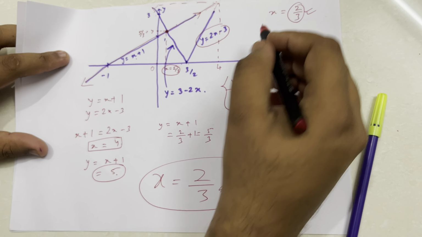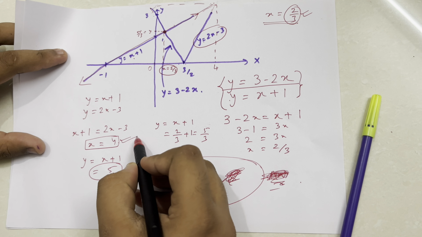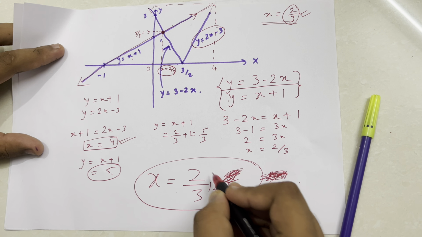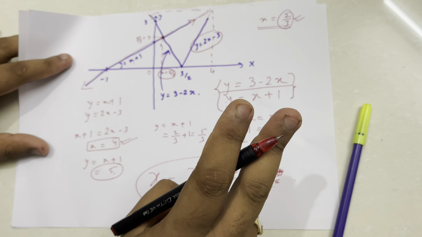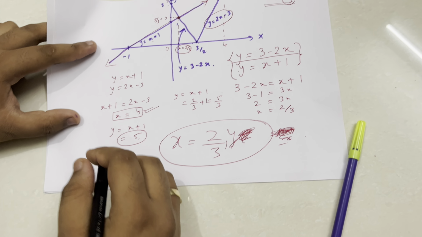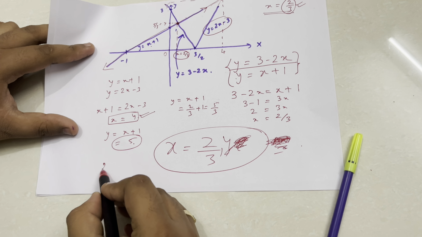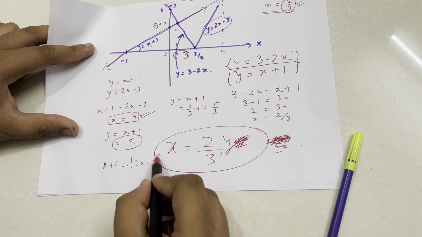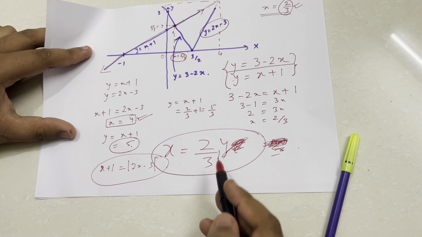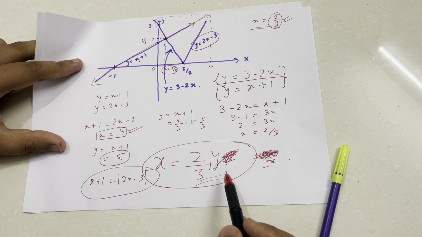So you saw one value of x was 2 by 3 and another value of x you are getting is x equal to 4. So there are two solutions for the equation. And what was the equation? The equation was x plus 1 equals mod of 2x minus 3. This was the question, and for this we have two values of x. One is 2 by 3, one is 4. So this is the solution for this equation.